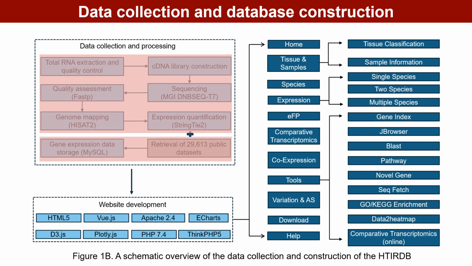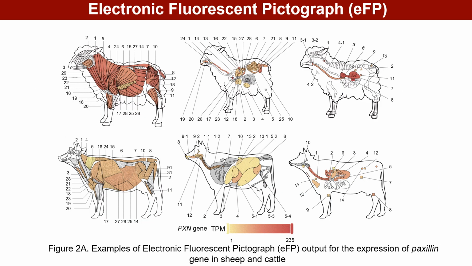The gene expression data was stored in MySQL. Apache 2.4, PHP 7.4, and ThinkPHP 5.0 were used to create user access to the content of the database. The web pages were constructed using HTML5, the JavaScript frameworks Vue.js, Plotly.js, D3.js, and Echarts. The EFP panel was built using the Python Imaging Library.